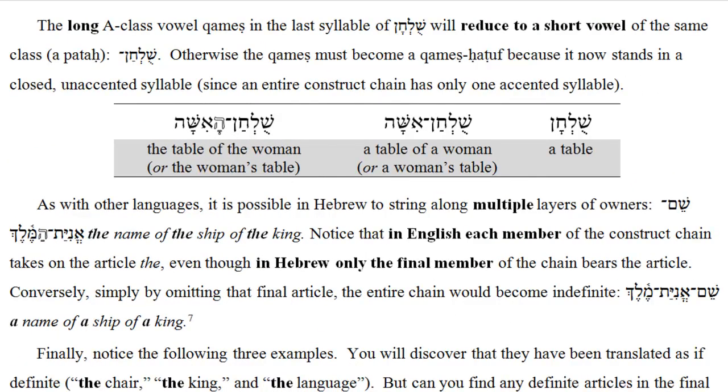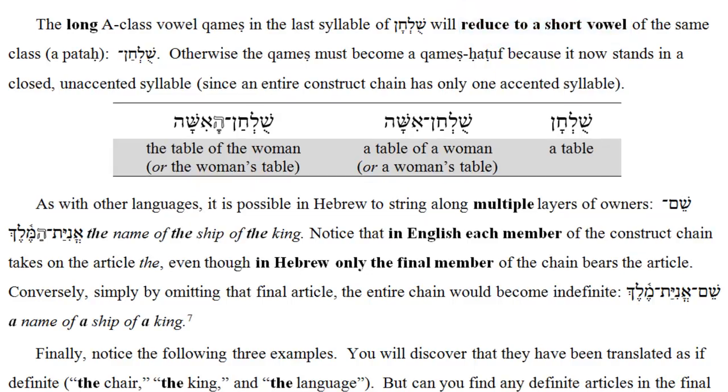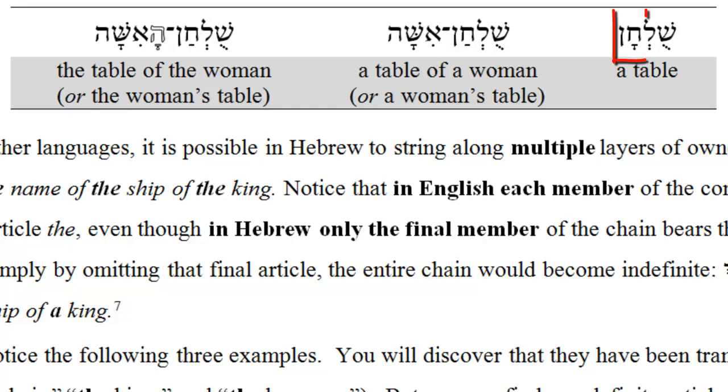The principle at work driving a long vowel, kametz he, to a short vowel, patach, followed by a tav, is similar to what we find in this next spelling principle. A long A-class vowel, kametz, in the last syllable of a word like shulchan, will reduce to a short vowel of the same class, an A-class vowel, namely a patach. So shulchan, ending with kametz as its last vowel, will reduce to shulchan with patach as its last vowel. Here there's no change in introducing a tav as the final consonant.